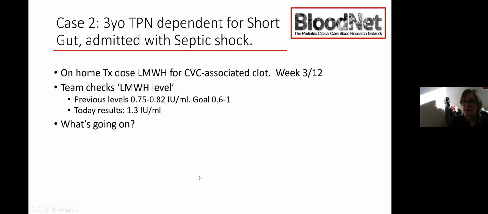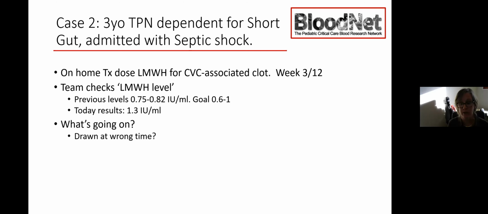All right, here's another case. This is a 3-year-old who's TPN dependent, with short gut, who came in with septic shock. She's on home treatment dose Lovenox for a CVC associated clot. She's on therapy week 3 out of 12. So the team checks a low molecular weight level. The previous levels have been pretty stable, 0.75 to 0.82. And today we get a 1.3. So what's going on?